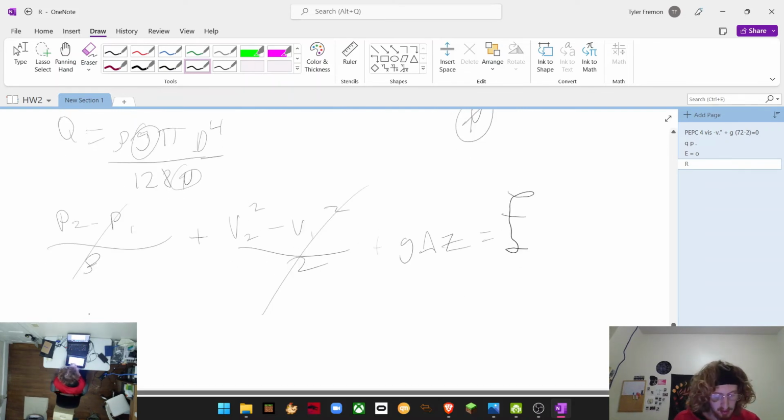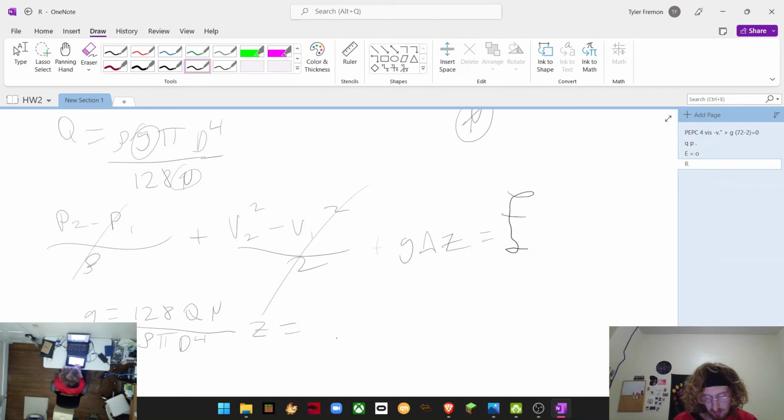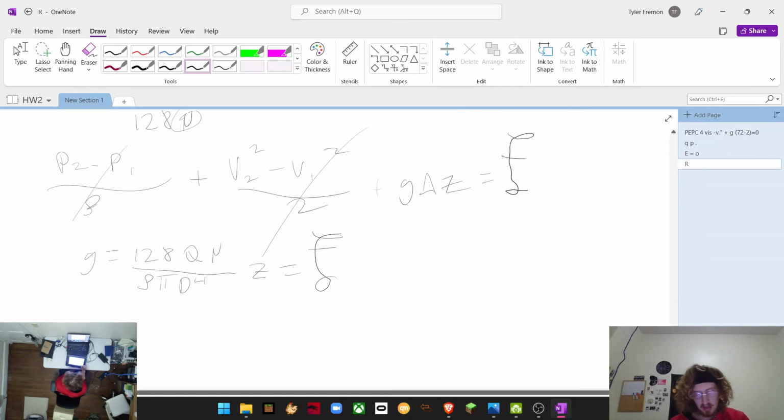So then we have g is going to be equal to 128 Q times mu over rho pi d to the fourth, and then times z, and that's going to be equal to our frictional heating F. From here, we can use our identity for the Fanning friction factor, plug some stuff in, and we should get our result in terms of Reynolds number.